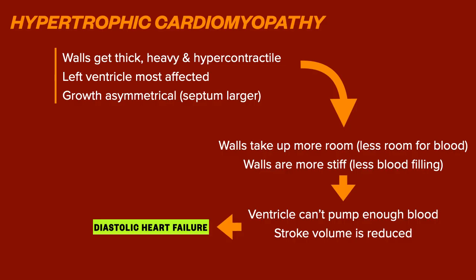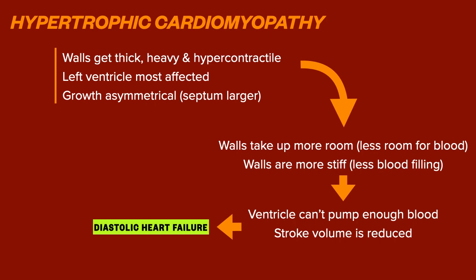Now, hypertrophic cardiomyopathy is when the walls get thick, heavy, and hypercontractile. Essentially, the muscles grow a lot, and this is because new sarcomeres are being added parallel to existing ones. Usually, the left ventricle is affected, and in most cases, this muscle growth is asymmetrical, meaning that the interventricular septum grows larger relative to the free wall.